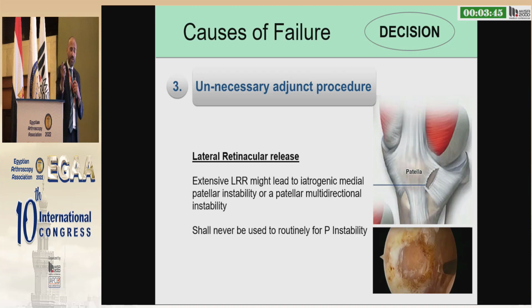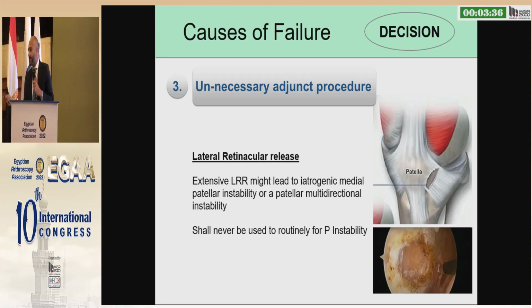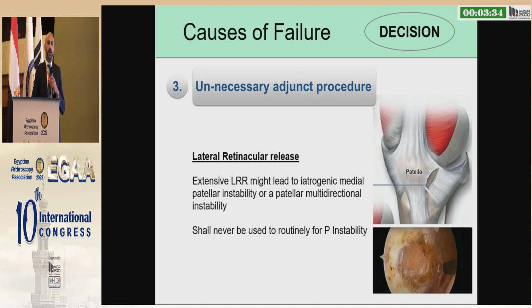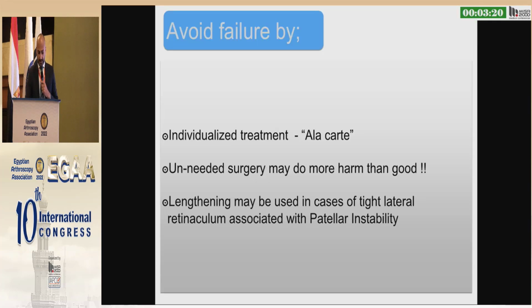So the third cause of failure in my decision is doing an unneeded adjunct surgery like the lateral release, which is the most famous and the most commonly used, and I hope that it's getting less and less every day. Excessive lateral release might lead to iatrogenic medial instability or even multidirectional patellar instability, and it shall never be routinely used with MPFL surgeries.